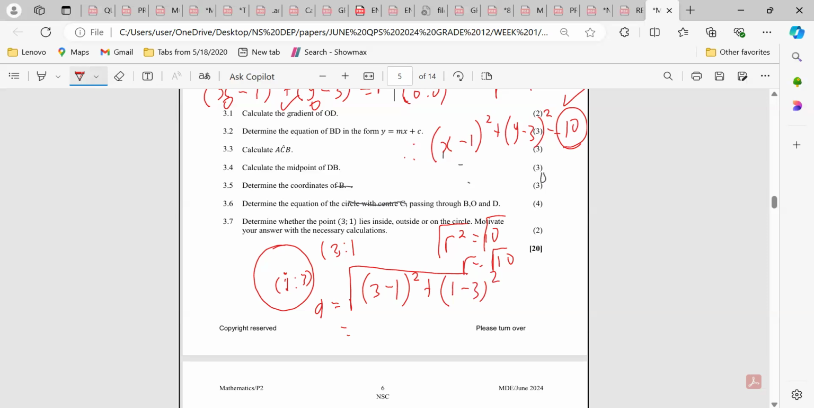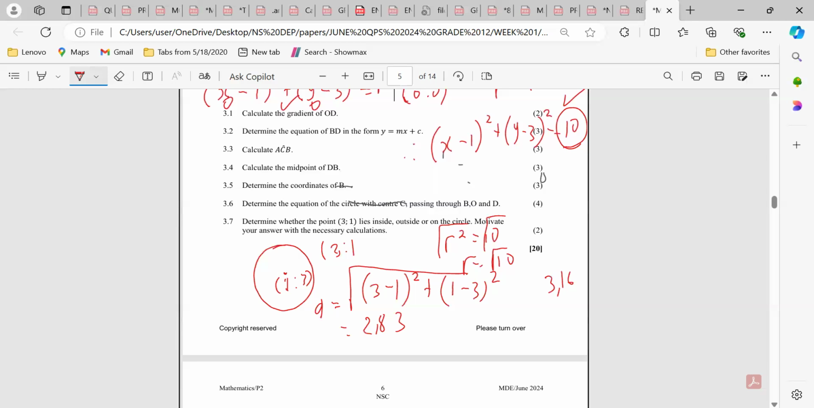You get 2 and 2. It's 4. 2 root 2. What is the answer in decimal? Because we can't compare. 2,83. And what do you make of root 10? 3,16.